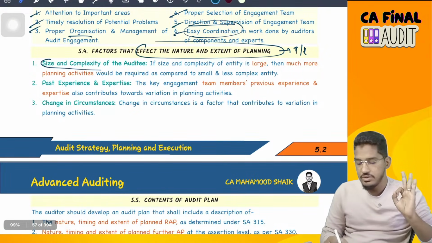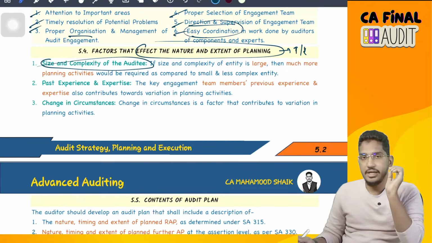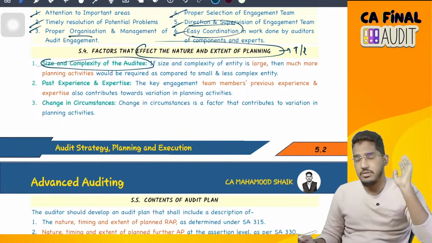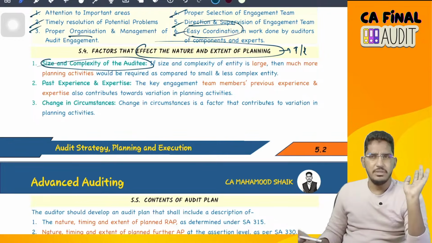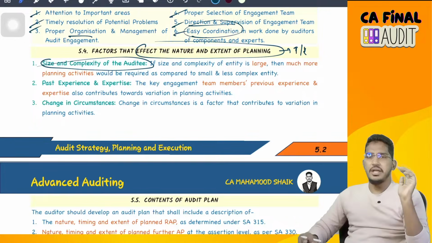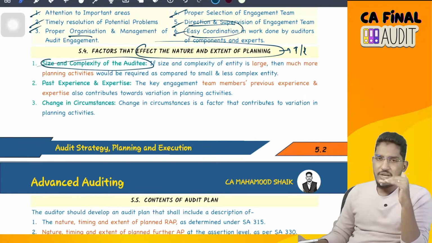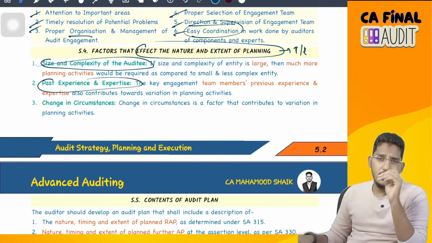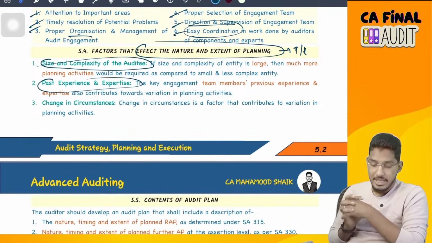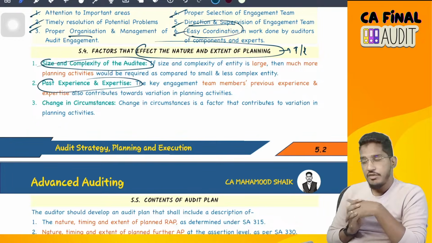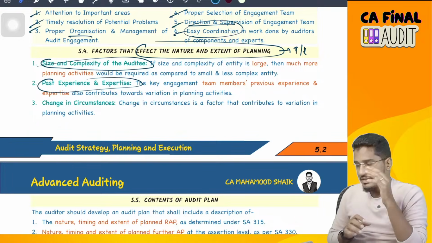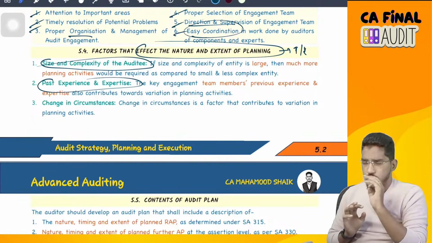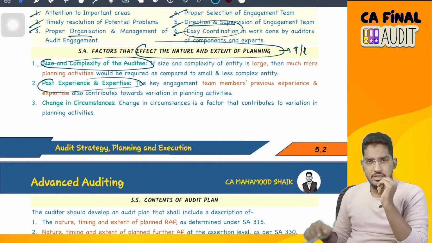Simply 3 factors. It depends on size and complexity of the audit. Audit in the sense client. If the client's business is very complex, there I need to spend more time on planning. If the client is very simple, like it is just a trading entity, wholesale entity, where the business is very easy to understand, I need not spend more time on planning. It also depends on my and my engagement team's past experience and expertise. If all my engagement team members have enough expertise, this kind of company, this kind of industry, we have done audits multiple times, no need to spend so much planning. You can spend less time on planning.